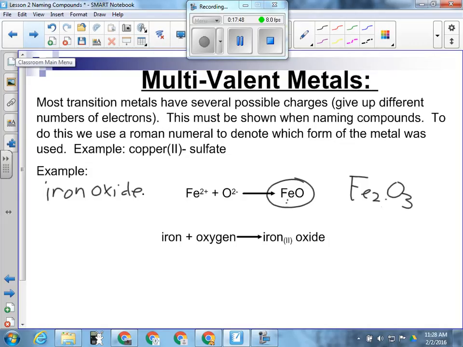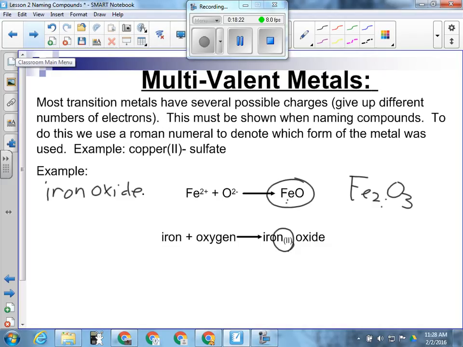Right? What we do then is we put in their name a Roman numeral that tells us which form of iron was used, the one that gives up 2 electrons or the one that gives up 3 electrons. Right? How am I going to tell which one was which, though? You got to look at the charges. Okay? If I'm dealing with this formula here, remember that all compounds, their charges have to add up to what? They have to add up to 0. So the number of negatives has to equal the number of positives.